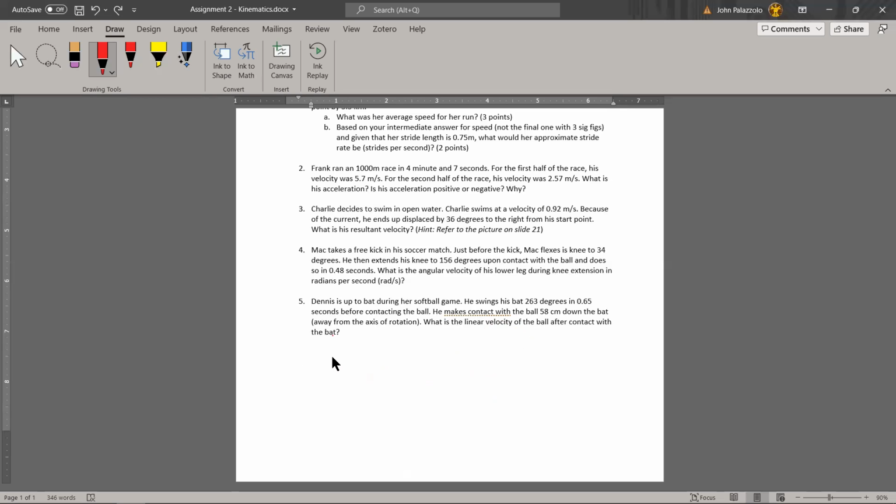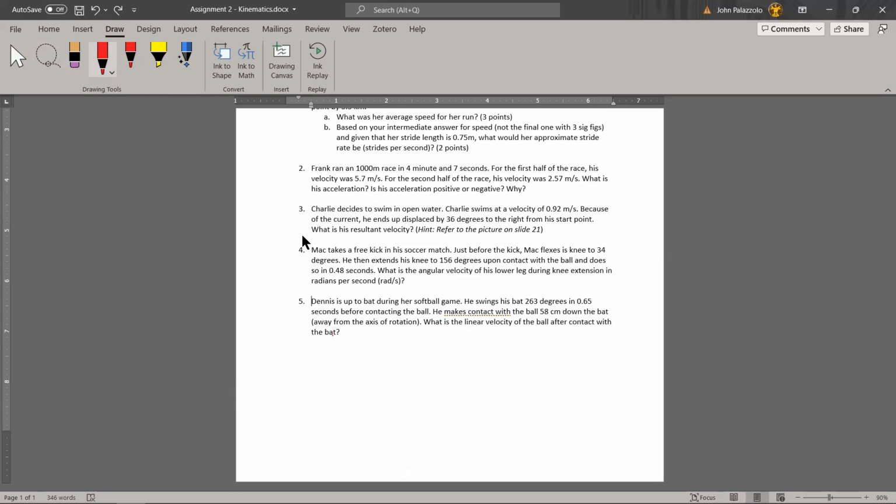So number 5 is probably one of the more tricky. Speaking of which, number 5 is probably the most tricky question you'll ever experience in this class. It's not meant to be tricky, but it might be the most tricky you'll get in this class. But it is important because it may be on an exam in the near future. But it says Dennis is up to bat during her. It says her, it should be his. That is weird. It's not weird. He can call himself whatever he wants.